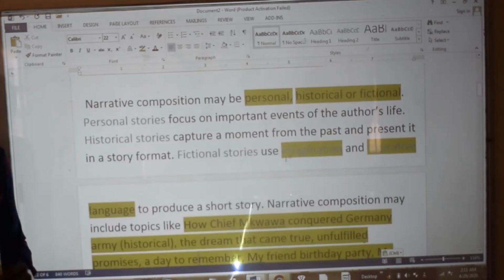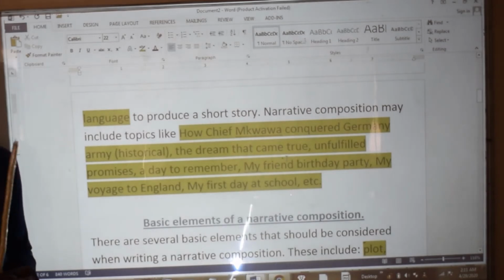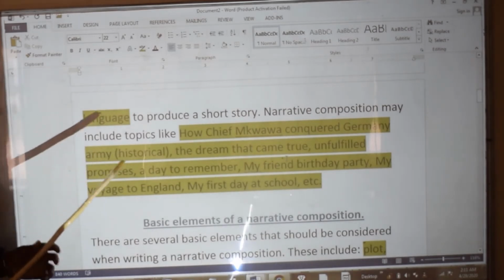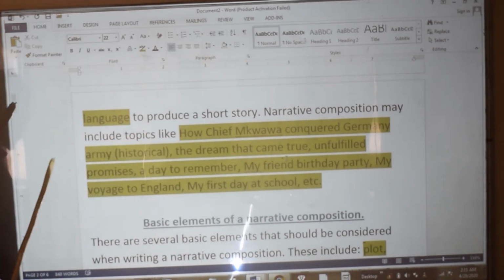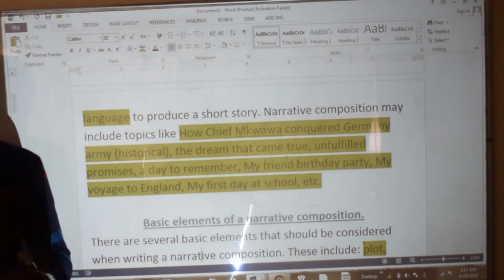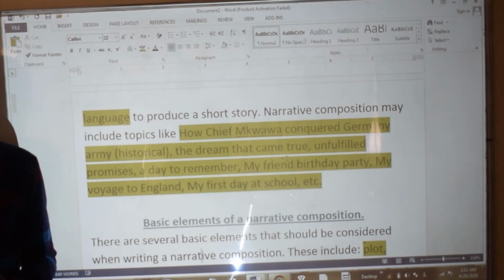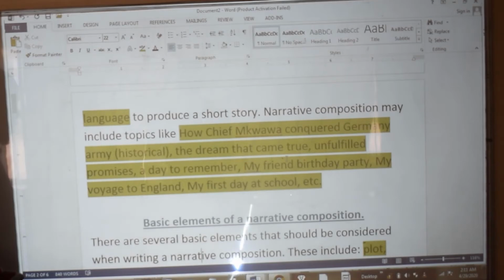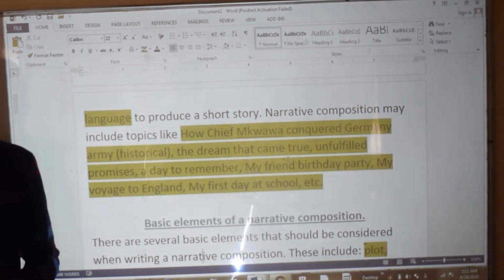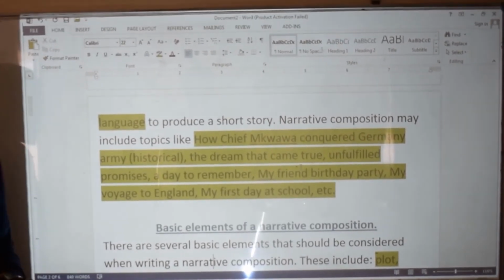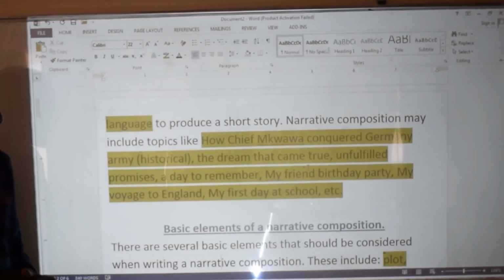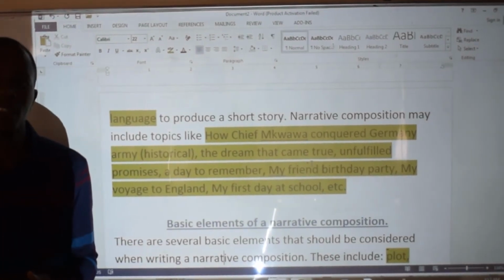Now, for example, one may write a story and say, how Chief Mkwawa conquered the German army. This will be counted as a historical story. Or one may decide to write the dreams that came true. You can write any story of your choice saying a dream that came true. But you may also decide to write about unfulfilled promises, a day to remember, my first day at school, etc.